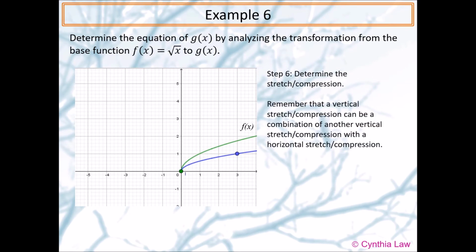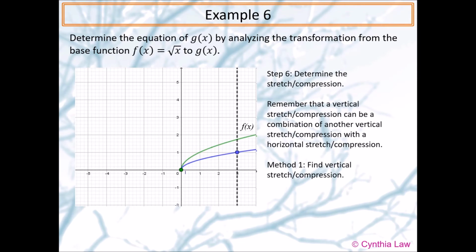A vertical stretch or compression can be a combination of another vertical stretch or compression with a horizontal stretch or compression. So that was from a parabola example earlier. So there are different ways to find the stretch or compression for square root functions. Method 1, let's find vertical stretch or compression. Okay, so there's one method.